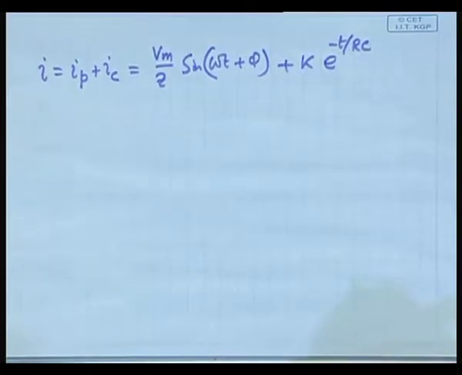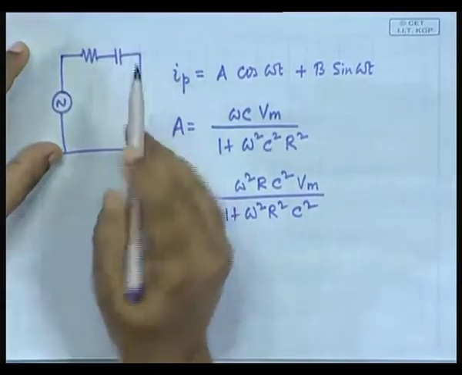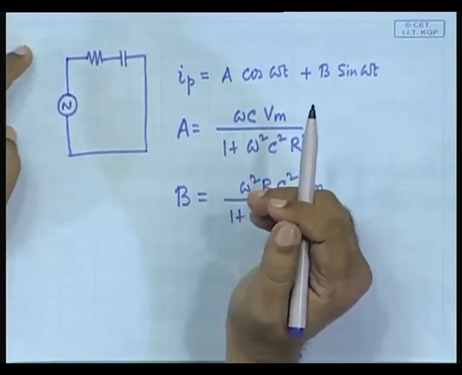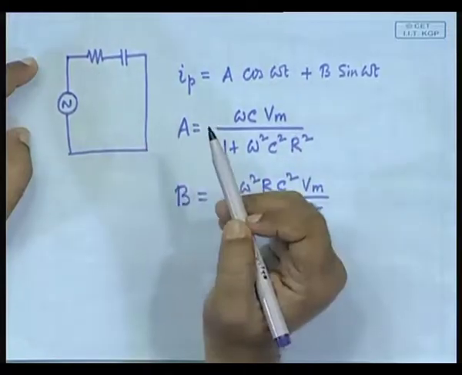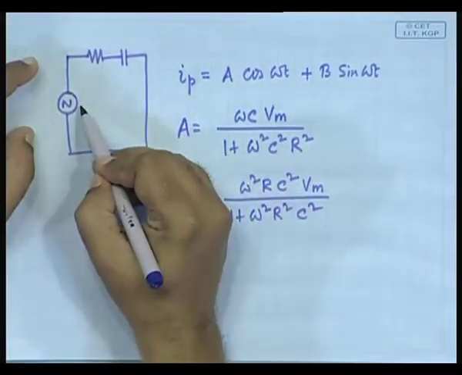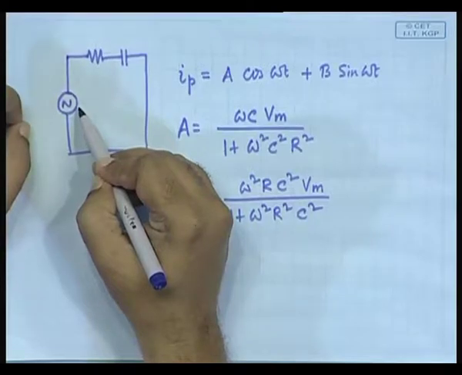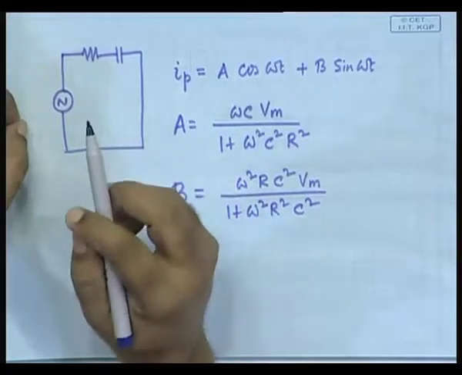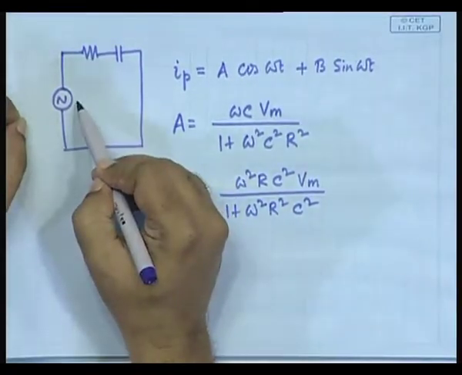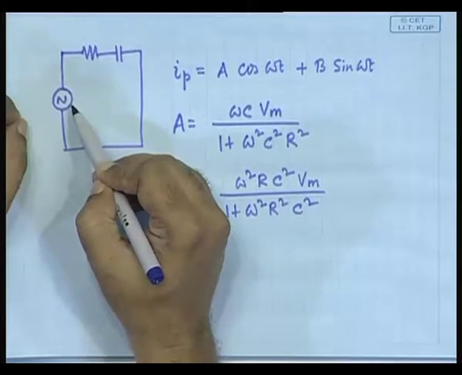Now, we have to obtain k from the initial condition. Suppose the initial condition is where the charge stored in the capacitor is 0. That is a reasonable initial condition. Charge stored in the capacitor is 0. So, what will be the initial current? Notice, I am telling something that is important: the applied voltage is a sinusoid. So, what is the initial condition of that applied voltage?